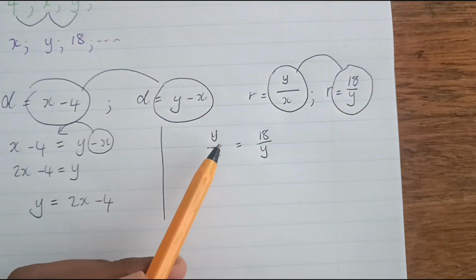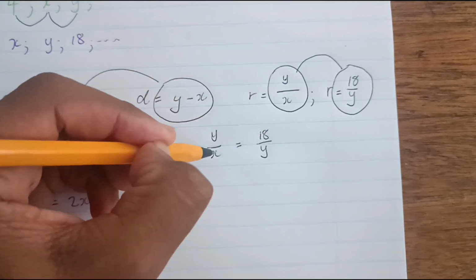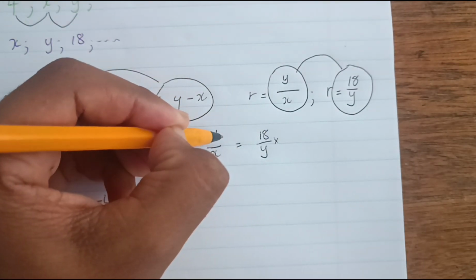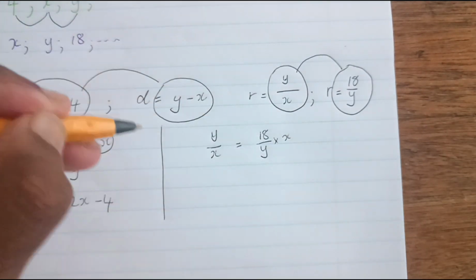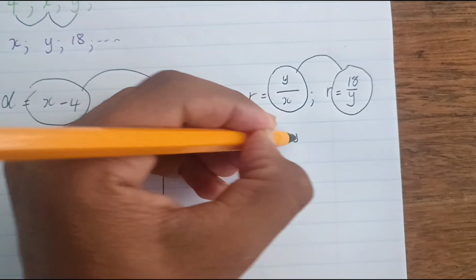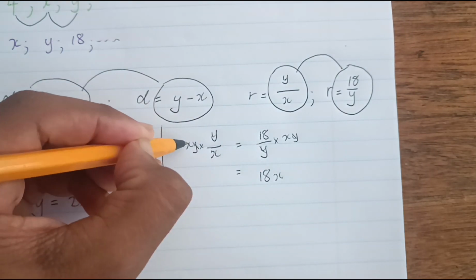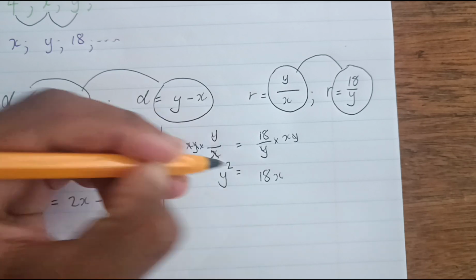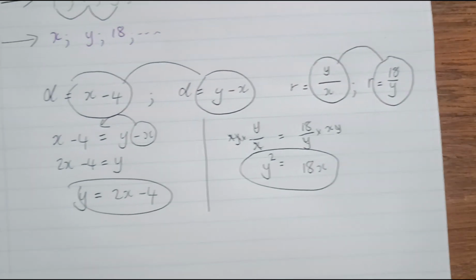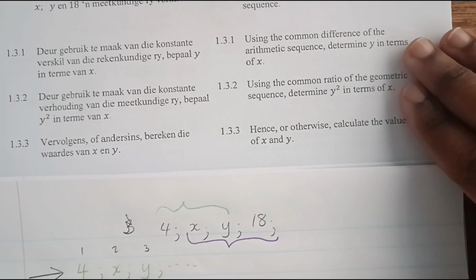So we want y to be our subject, or rather, they said y squared. So let's cross multiply. So I'm going to multiply both sides by y and both sides by x. So if this gets multiplied by y, the y's cancel. Let's say we're multiplying by xy on both sides. So on my right hand side, I have 18x. On my left hand side, I have y squared. Okay, so we have this equation in terms of y squared. We have this one in terms of y. Right, that was 1.3.1 and 1.3.2. Let's go back to our questions quickly.